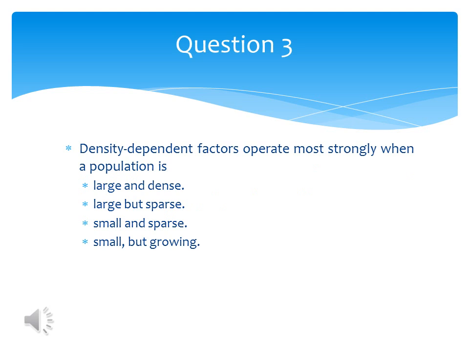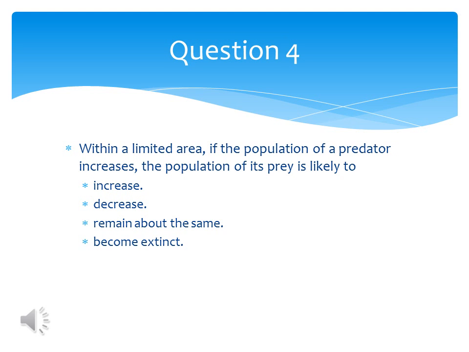Density-dependent factors operate most strongly when a population is large and dense. Within a limited area, if the population of a predator increases, the population of its prey is likely to A. Increase, B. Decrease, C. Remain about the same, or D. Become extinct. If you think the answer is B, you are correct.